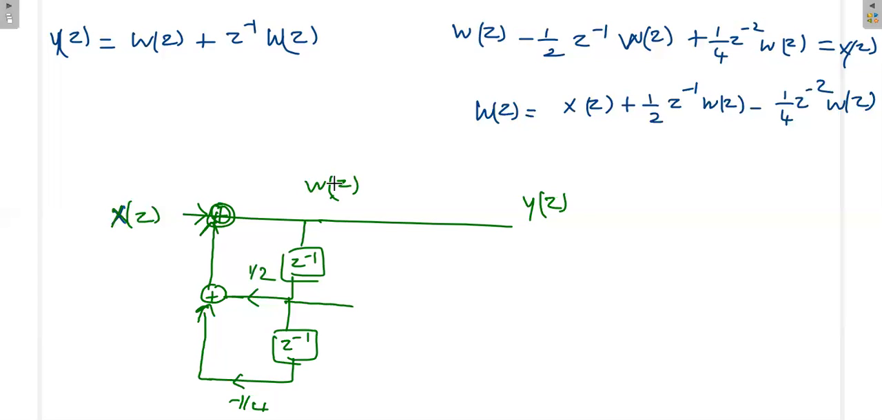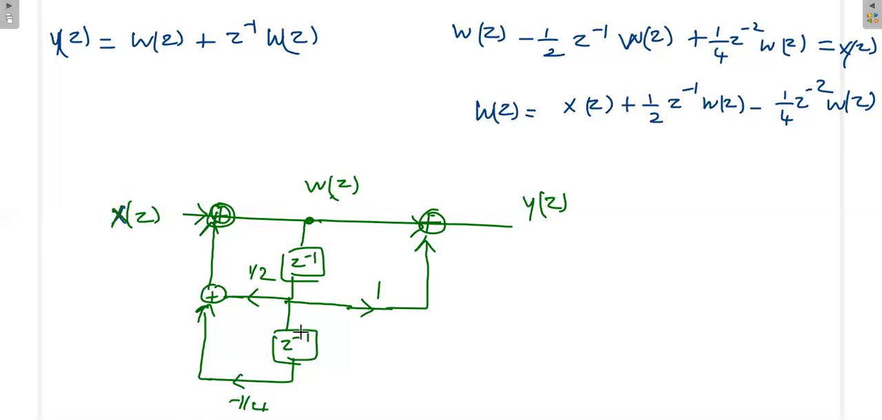Say w z is there, again multiplied with z inverse, just apply the gain factor 1. Okay, then put one more adder here. So in this process, what we are getting, okay, this is w z, it is directly coming. Again w z is also multiplied with z inverse, again it's simply added, so that finally we can get y of z. Okay, so this is the direct form 2 realization.